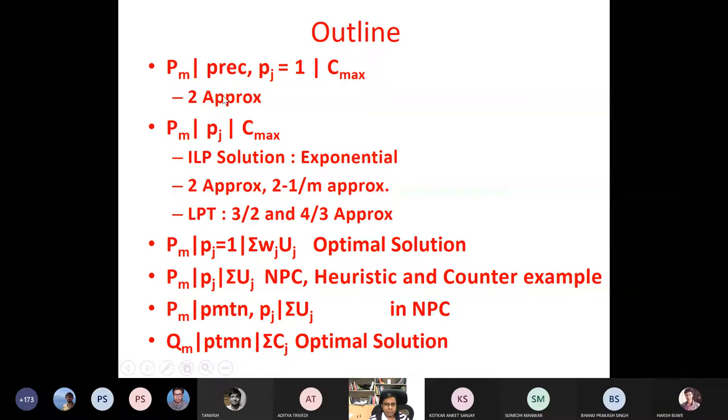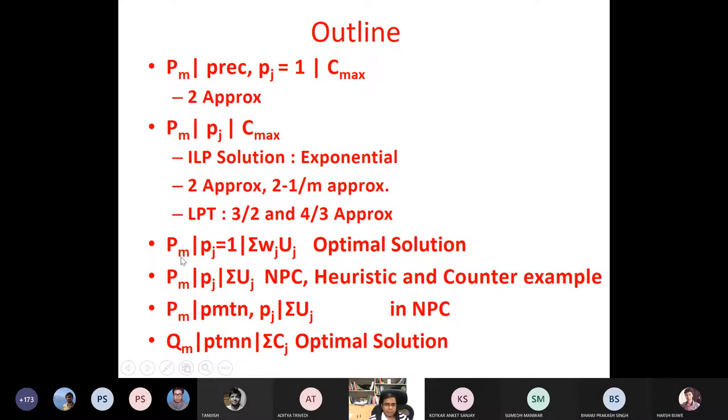Then P m with arbitrary execution time, no precedence constraint, all independent jobs, and again we are minimizing C max. Here we have ILP solutions, two approximations, then 2 minus 1 by m approximations, then LPT, longest processing time, then we looked at 3 by 2 approximations and 4 by 3 approximations. For this problem, we have these solution approaches.